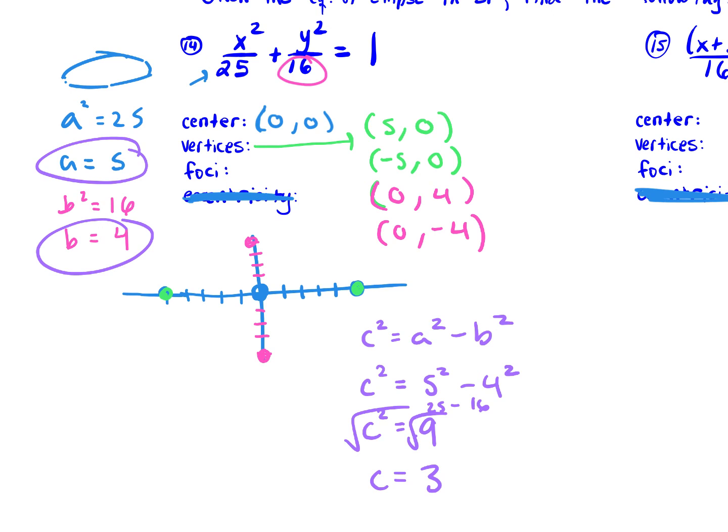So 3 is our distance from our center to the foci. And foci are always on the major axis. So we're going 3 to the right and 3 to the left. So what are 2 points for our foci? -3, 0, and 3, 0.